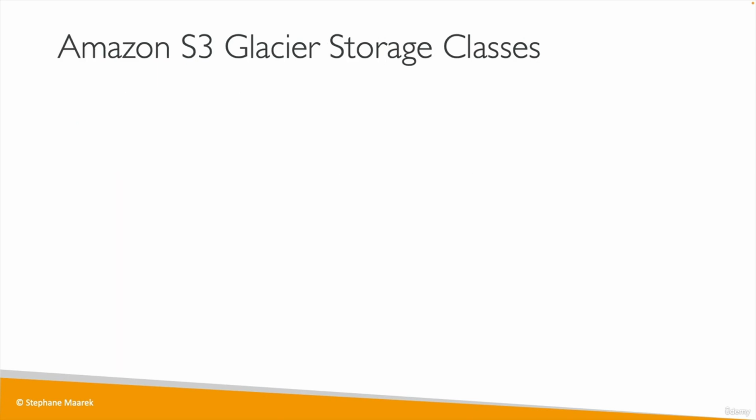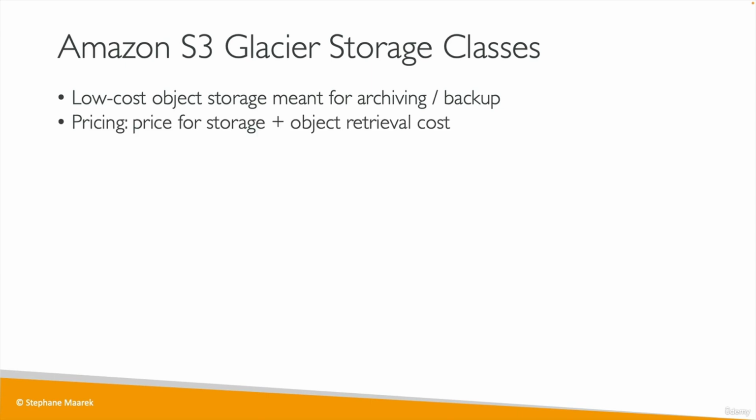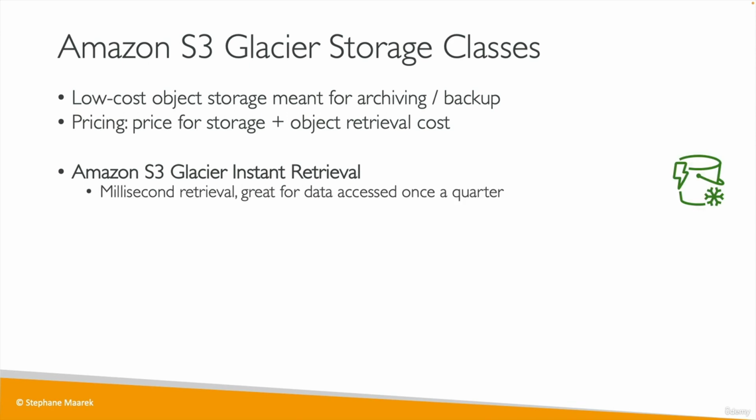Next, we have the Glacier storage classes. So Glacier is, as the name indicates, very cold. It's low-cost object storage meant for archiving and backup. And the pricing is that you're going to pay for the storage plus pay for a retrieval cost. Of the 3 classes of storage within Glacier, you have the Amazon S3 Glacier Instant Retrieval. This gives you millisecond retrieval, which is great, for example, for data that's accessed once a quarter. And the minimum storage duration is 90 days. So this is backup, but you need to access it within milliseconds.